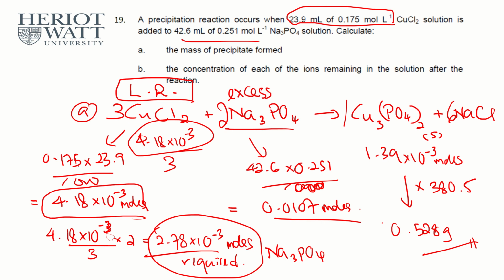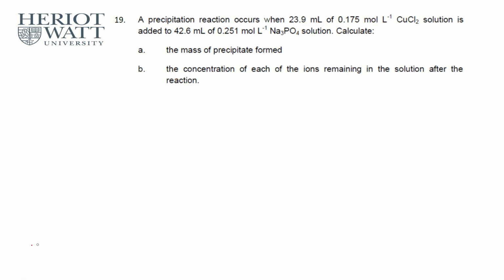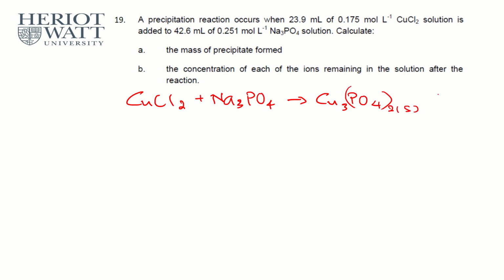Okay, and part B. This is a bit tricky here. Let's continue with part B. Let's erase everything. I'll rewrite the equations because we will need that. Copper chloride plus sodium phosphate forming copper phosphate, which is a precipitate, a solid, and then we have NaCl, right? 6, 2, and then 3, all right? So the balanced equation is done. We look at part B now.